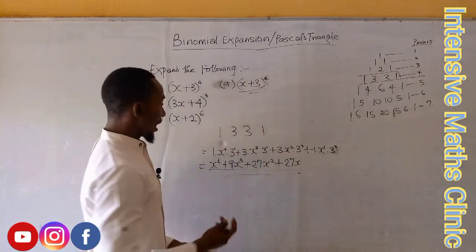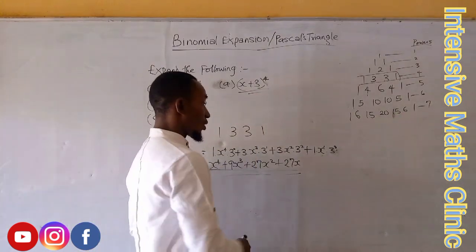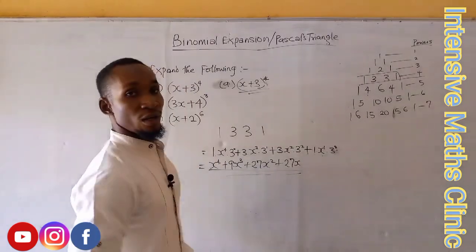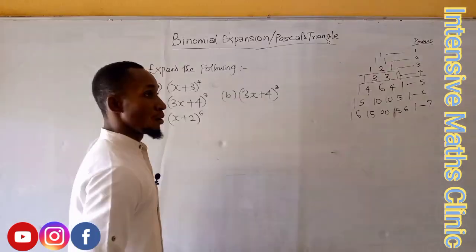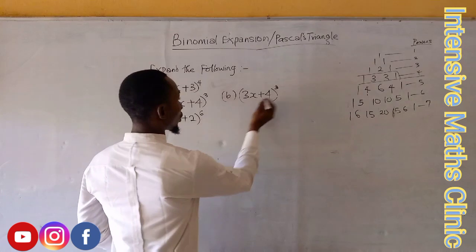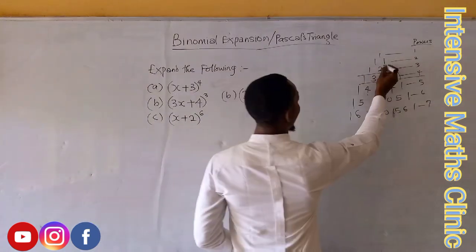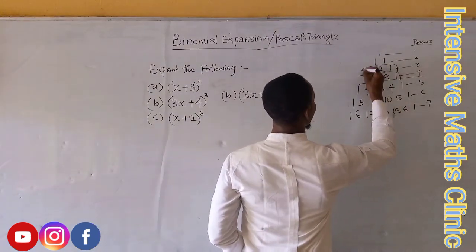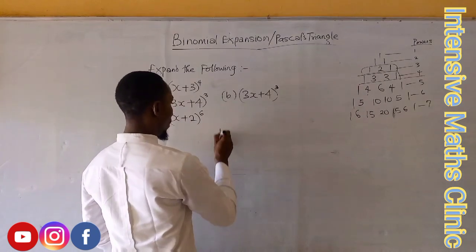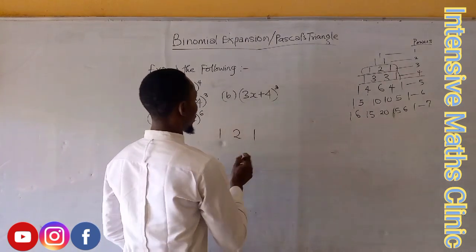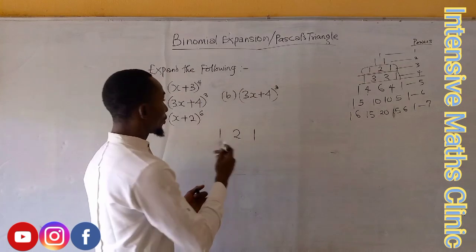Very short and precise. We want to solve the second problem, plus 4 raised to the power of 3. The second question is power of 3. We come to the triangle and take the power of 3 row, which is 1, 3, 3, and 1. So how are we going to solve it? Just like the way we solved the first one.